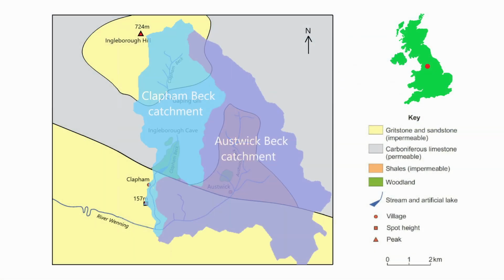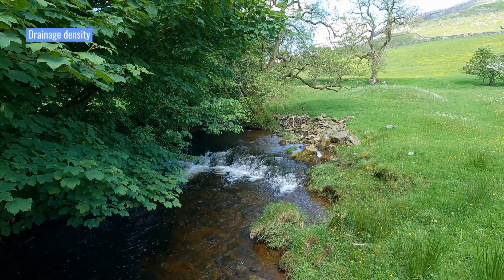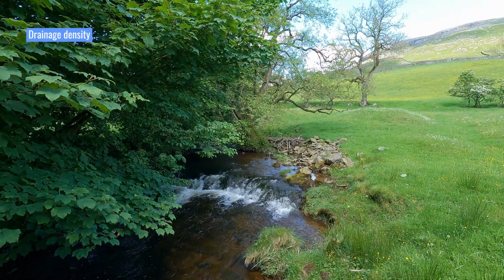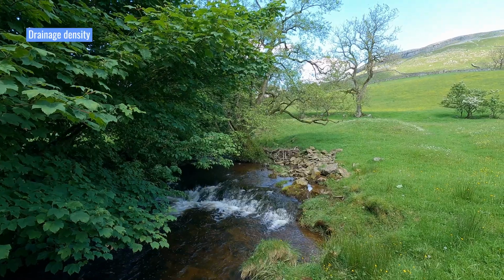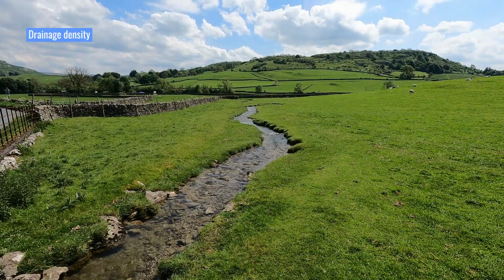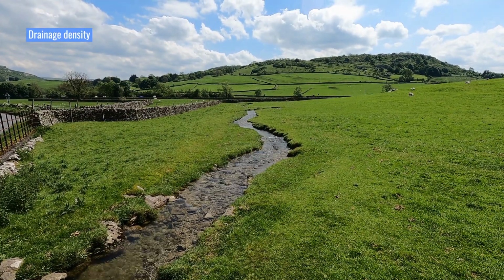Austwick Beck's catchment area is over 23 square kilometres, whilst Clapham Beck's catchment area is smaller at just under 13 square kilometres. Drainage density is the total length of streams in a drainage basin divided by the area of the basin. Austwick Beck has a higher drainage density. There are more tributaries for Austwick Beck, and this will increase the speed at which the water reaches the main river.